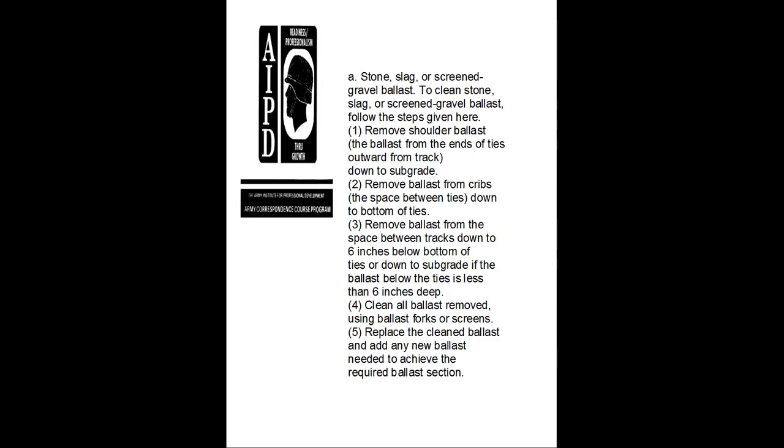Remove the shoulder ballast from the ends of the ties outward of the track down to the subgrade. Remove the ballast from the cribs and the space between the ties down to the bottom of the ties. Remove the ballast from the space between the tracks down to 6 inches below the bottom of the ties, down to the subgrade. If the ballast below the ties is less than 6 inches deep, clean up the ballast. Remove it using ballast forks or screens. Replace the cleaned ballast and add new ballast when needed to achieve the required ballast section.